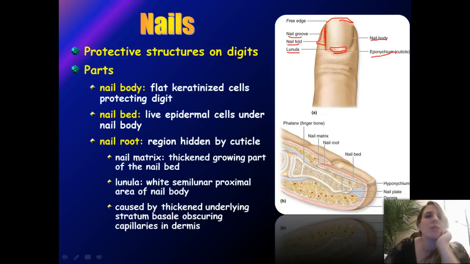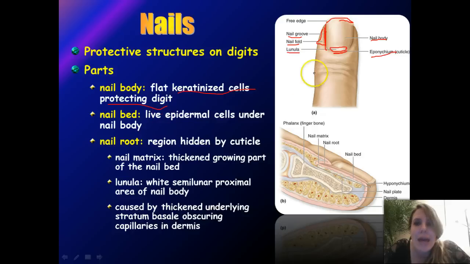Okay, so let's look at the parts here again. The nail body is the flat part, and it's keratinized cells, dead ones. That's why you can cut your nail with nail clippers and it doesn't hurt, because those cells are dead, just like cutting your hair. It's dead. You don't feel it. But that is the main part for protecting your digits.